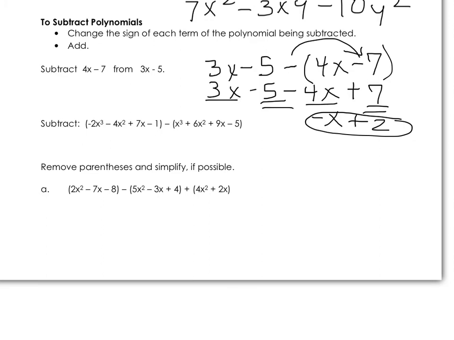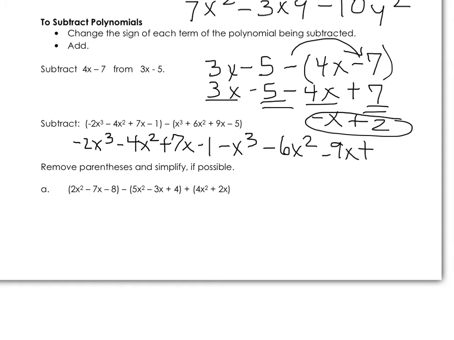Here we have another one. It's already set up as a subtraction problem. The first set of the parentheses isn't really doing anything, so we can just copy the problem down without parentheses. Now the second polynomial is being subtracted, so you change the sign of every term. So it's minus x^3, it's minus 6x^2, it's minus 9x, and it is plus 5, because you're subtracting a negative 5, which is the same thing as adding a positive 5.